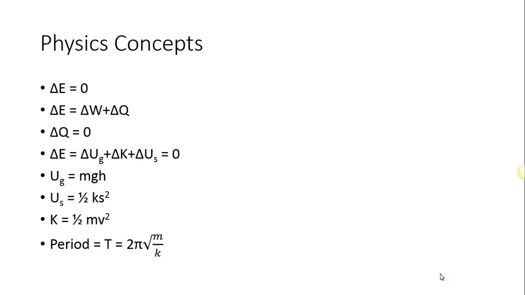We said that gravitational energy is equal to mgh, spring energy is 1/2 times k, the spring constant, times s squared, s being displacement, and K is equal to 1/2 mv squared, mass times velocity squared. And the period T is equal to 2 pi times the square root of the mass over the spring constant.